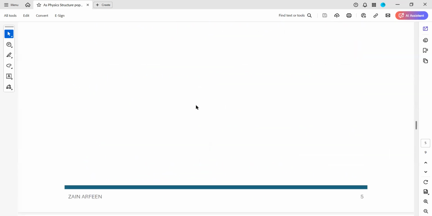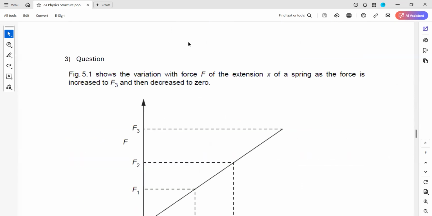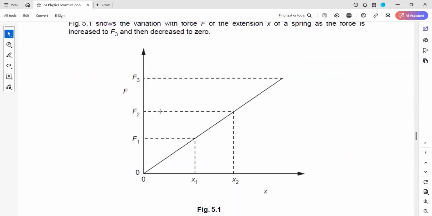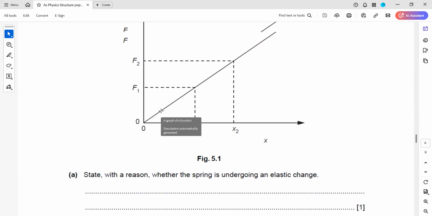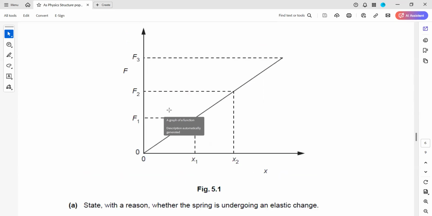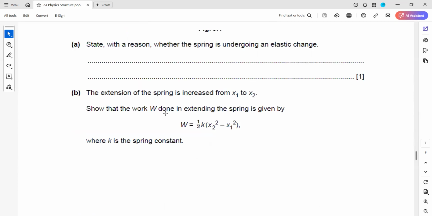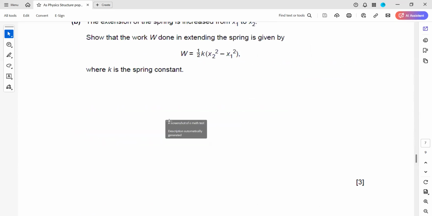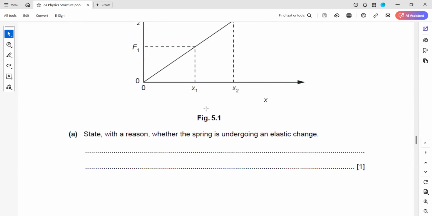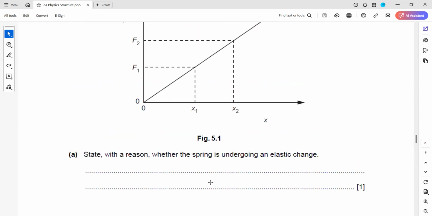Next is question 3. Any doubt in question 3? 3A, B, C, all doubts, okay. 3A: state with a reason whether the spring undergoes elastic change. So how will you identify whether it undergoes elastic or plastic deformation?